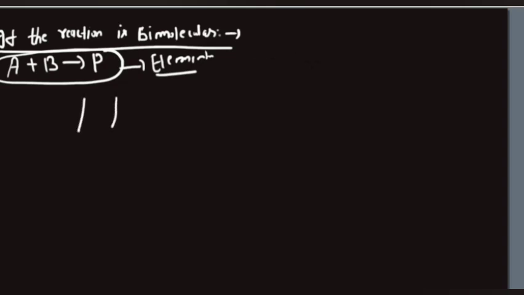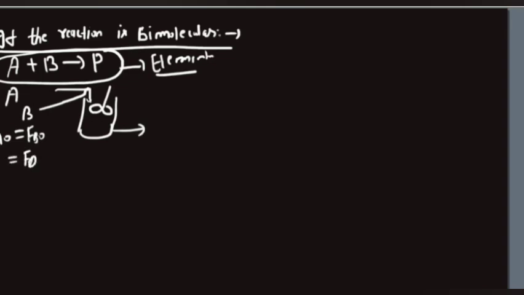If this is our CSTR, here A will also enter and B will also enter. So if FA naught is equal to FB naught is equal to F naught, I am assuming the molar flow rate of A and B is equal. Both reactants will enter and there must be a product that comes out from the reactor, and the reaction is taking place under adiabatic conditions. I am assuming an adiabatic CSTR.